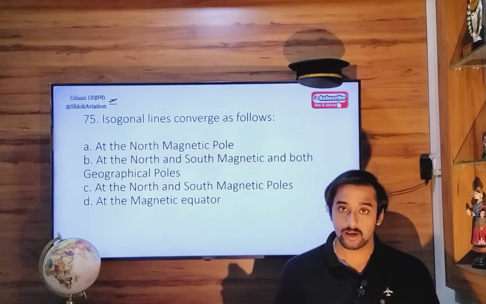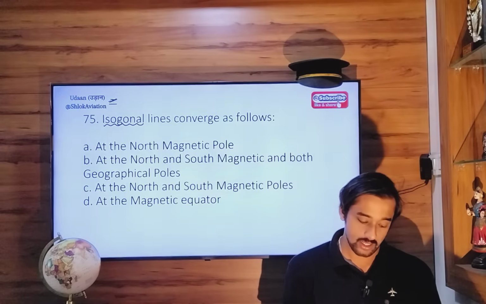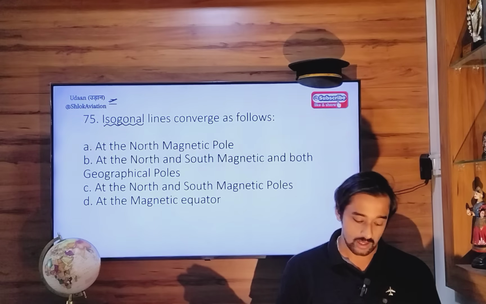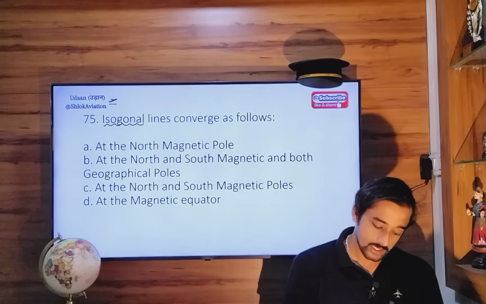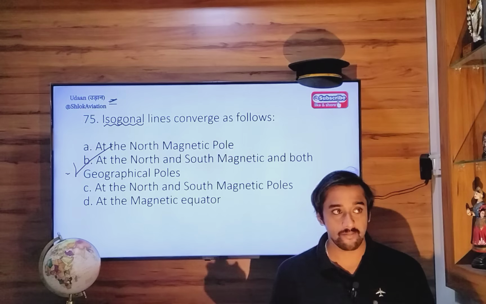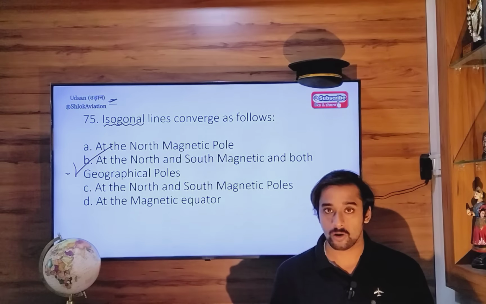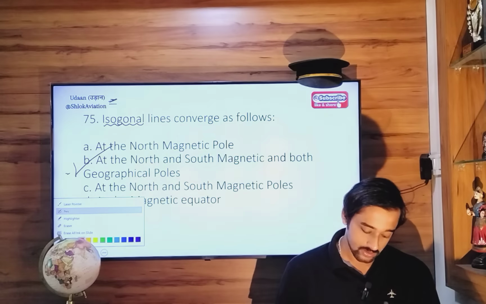Next, question 75. Isogonal lines converge as follows. Isogonal lines are lines of equal magnetic variation. They converge at the north and south magnetic and true poles, not at the magnetic equator. So the correct option is option Bravo. Isogonal lines converge at the north and south magnetic poles as well as the north and south geographic poles. Remember. Next, question 76.